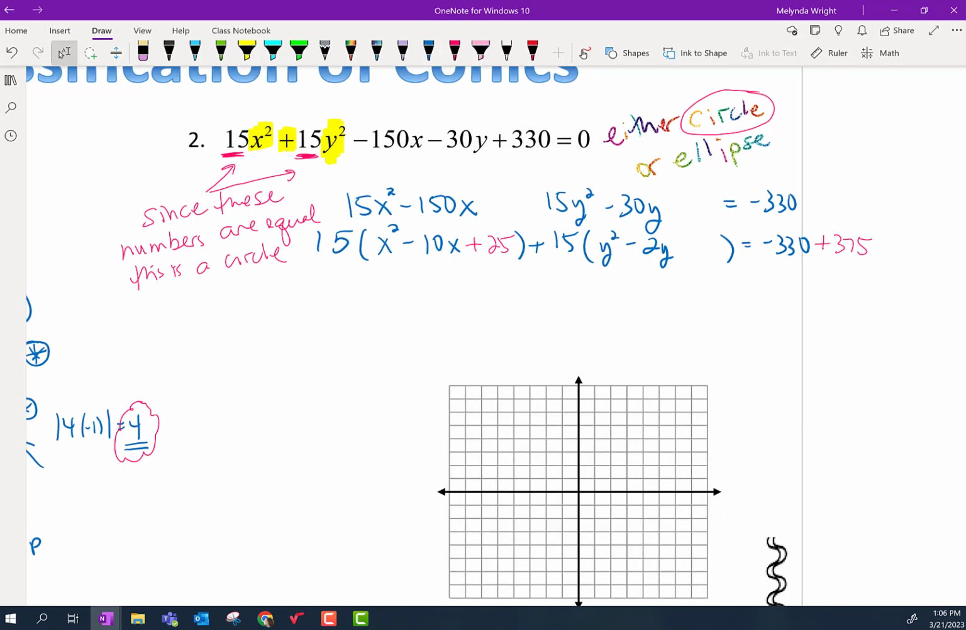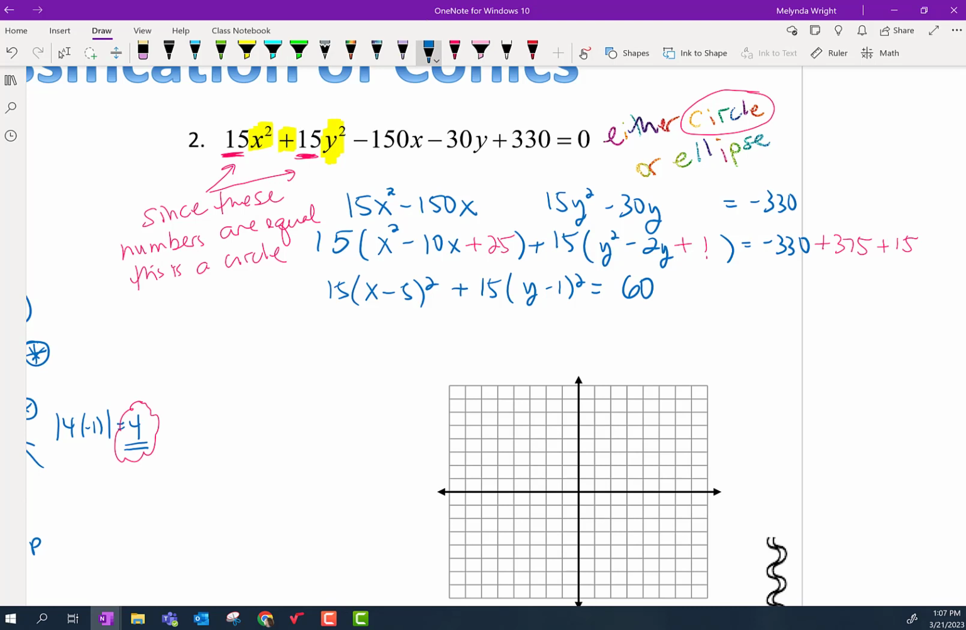All right, so now let's do the second one. Half of 2 is 1. 1 squared is 1. I'm adding 1. But in reality, I'm actually adding 15 times 1, which is 15. Okay, there's my completing the square part. So now I have 15 times x minus 5 squared plus 15 times y minus 1 squared is, and I add all that stuff up and I get 60.